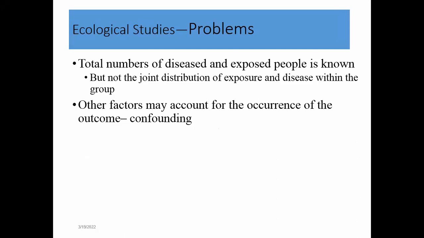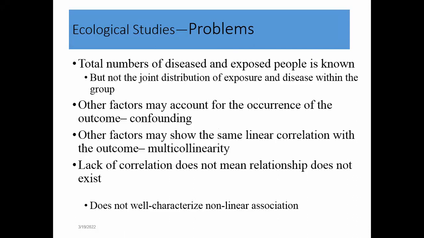So ecological studies have some problems or challenges. Here, the total number of the diseased and exposed is known. However, the joint distribution of the exposure and the disease within the group may not be known. For example, when you collect samples from different communities or from different countries, you don't really know that you're dealing with people who are diseased and exposed, to justify the distribution of the disease among the exposed and those who are diseased.